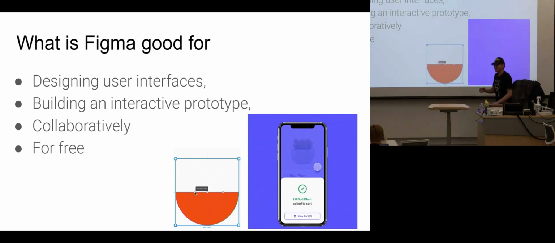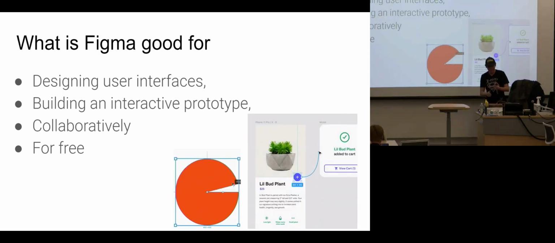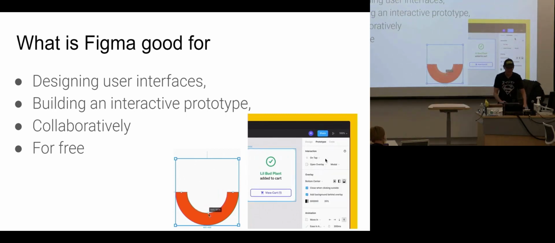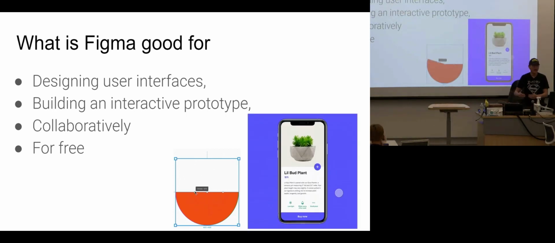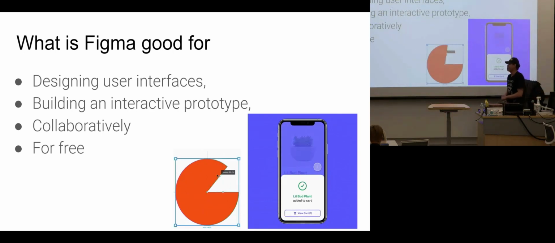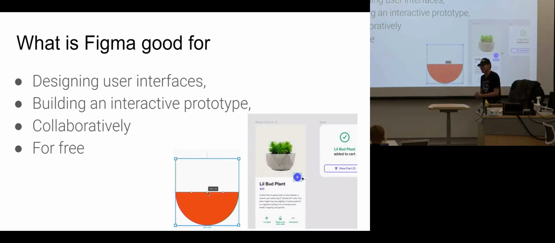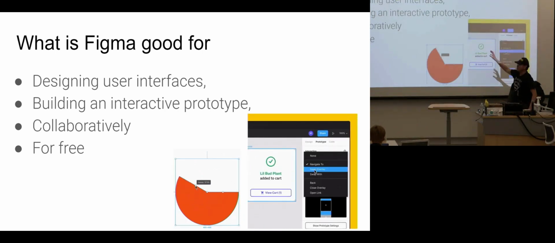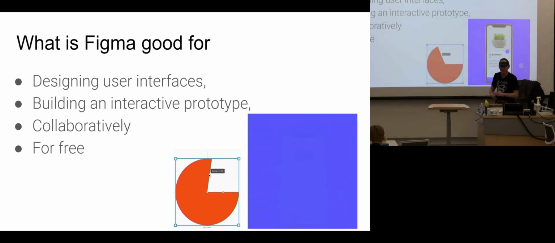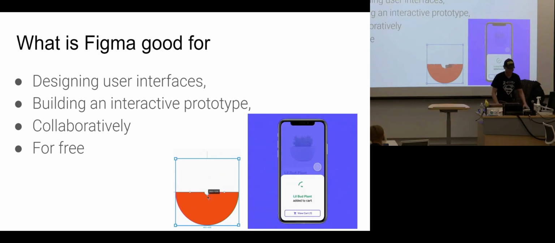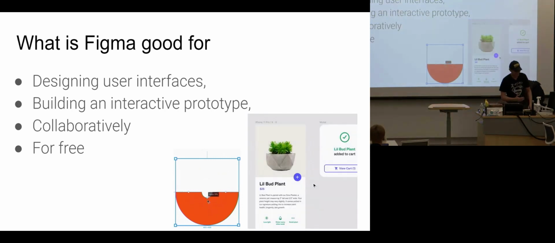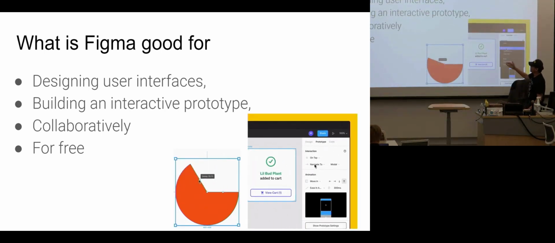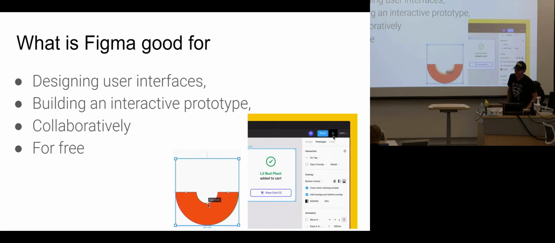But that's not all about Figma. You can also specify not just how something looks, but how something works, by defining the interactions in Figma. So you can build an interactive prototype that users can actually use to a certain degree. That's pretty cool. And you can do them collaboratively. Figma has really good real-time sharing features, so you can share them with your teammates and work on the same thing together. And lastly, the most important thing is that Figma is free. And everybody loves free stuff.